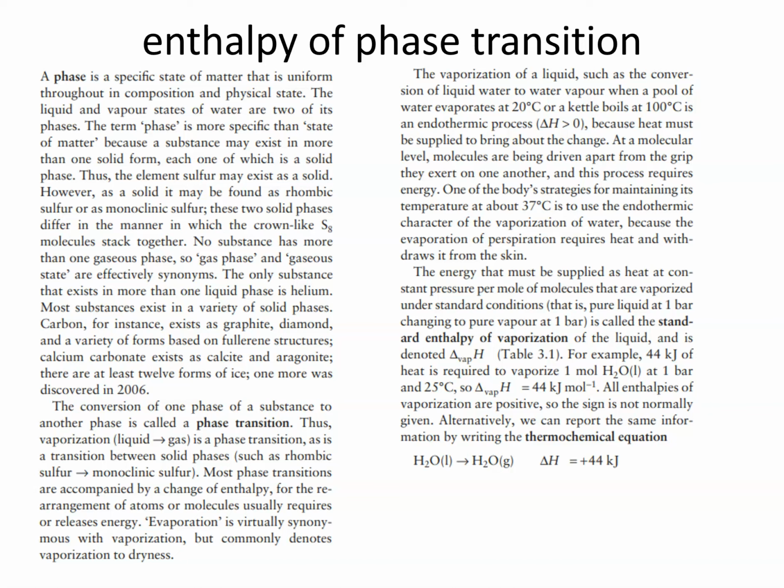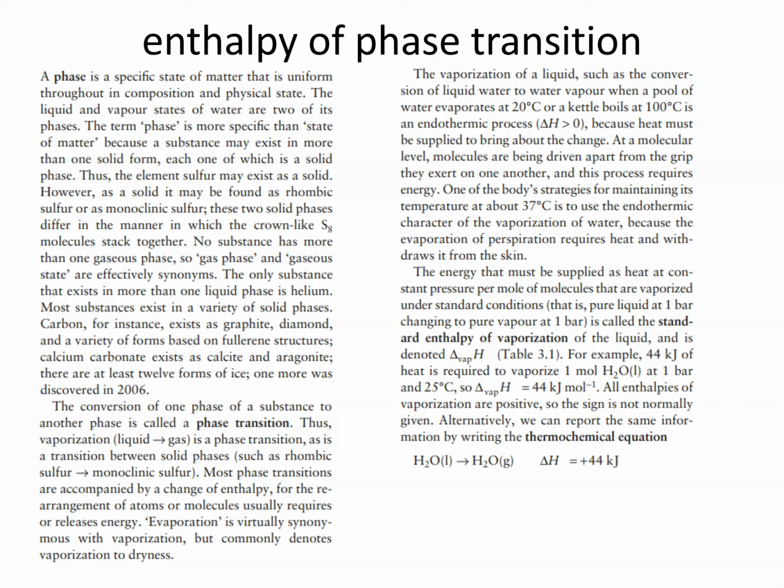Most substances exist in a variety of solid phases. Carbon, for instance, exists as graphite, diamond, and a variety of forms of fullerene structures. Calcium carbonate exists as calcite and aragonite. There are at least 12 forms of ice. One more was discovered in 2006.